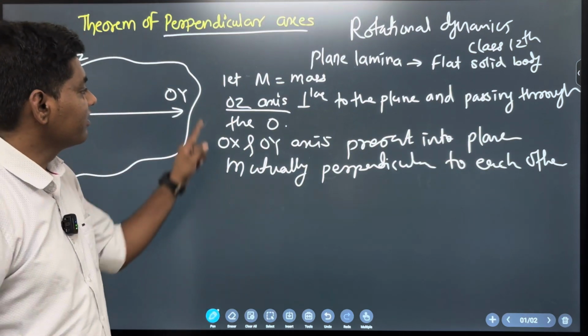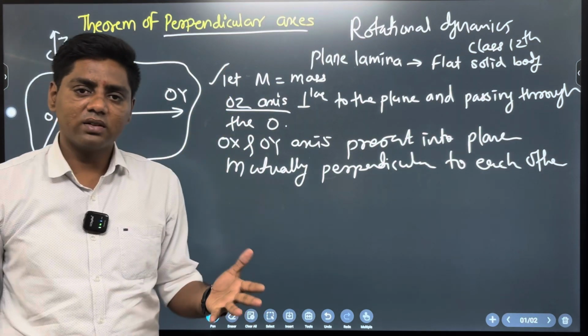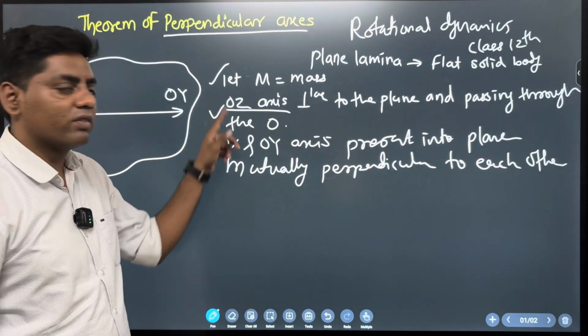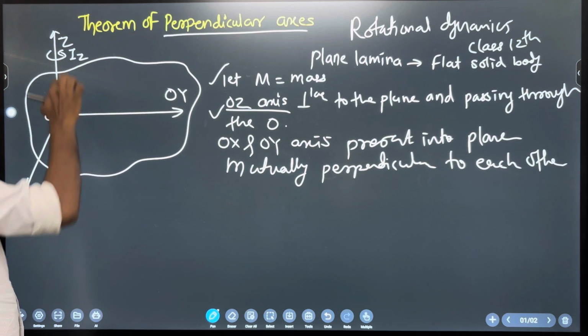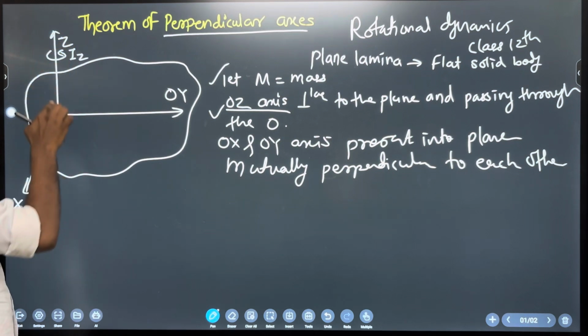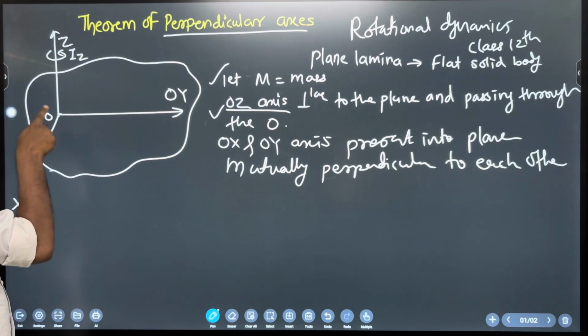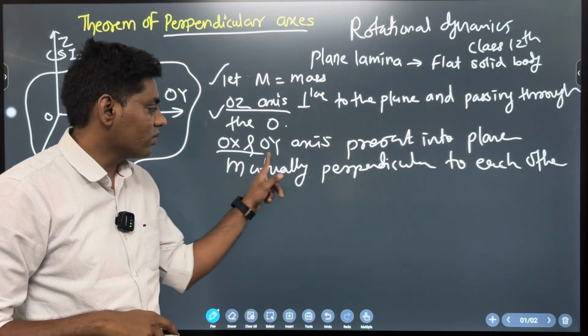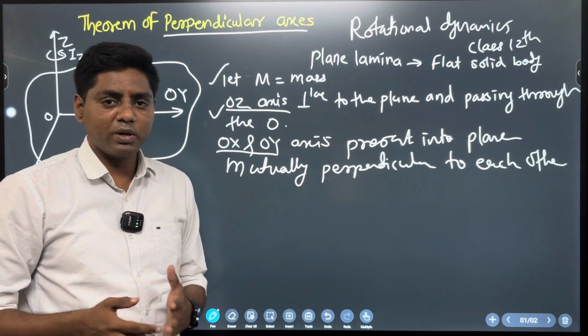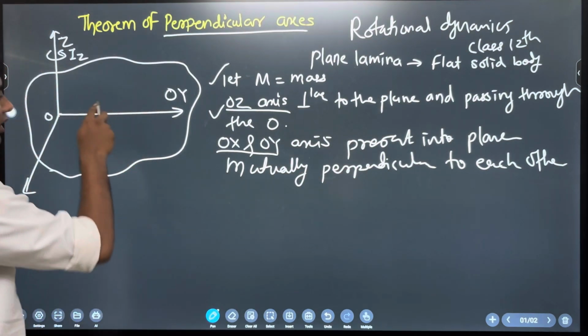Very easy to remember. First we write down the mass of that plane lamina body. Second, we draw the OZ axis. Remember the statement regarding the OZ axis: that axis is perpendicular to the plane and passing through the point O. After that we draw the OX and OY axes, both mutually perpendicular to each other and present in that plane.